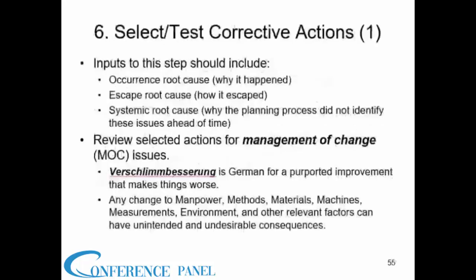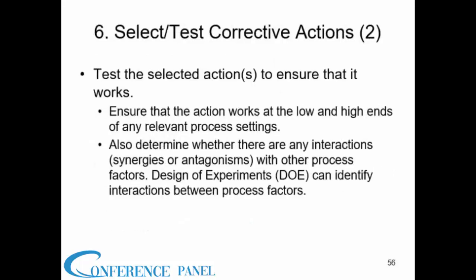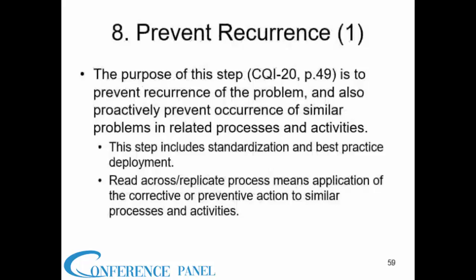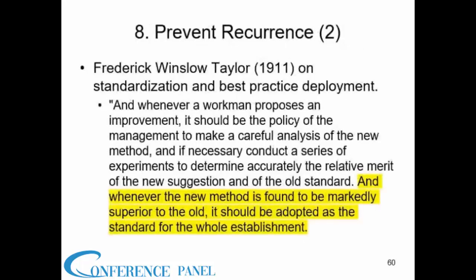Next, select and test corrective actions. Test it to make sure it works. Prevent recurrence. The purpose of this step is to prevent recurrence of the problem and also proactively prevent occurrence of similar problems in related processes and activities. Whenever the new method is found to be markedly superior to the old, it should be adopted as the standard for the whole establishment. Key takeaways from Taylor.